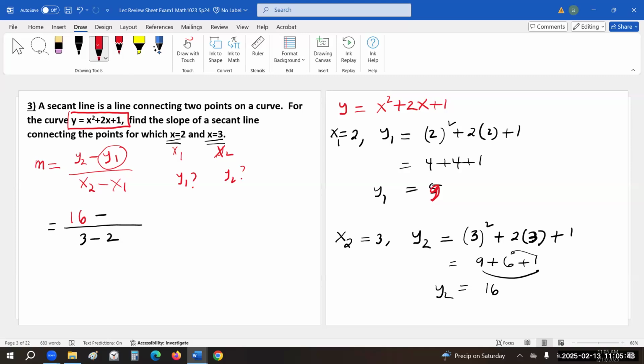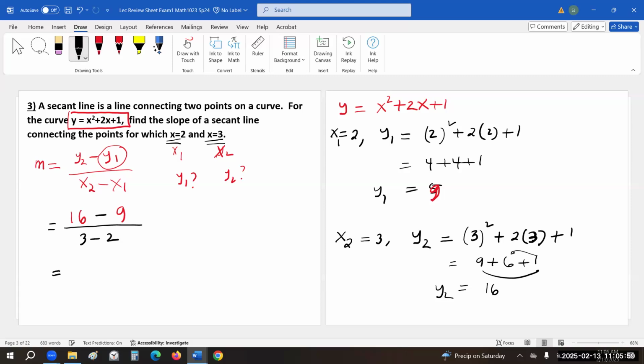See, I also make mistakes. So x1, find y1. Through x2, find y2, and then plug them in. That's all you have to do.